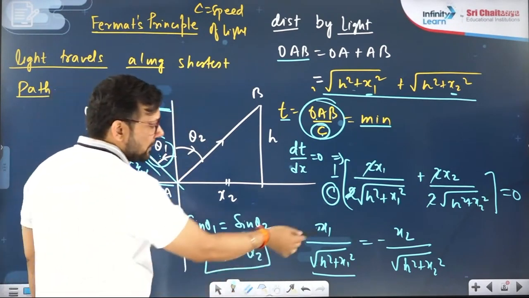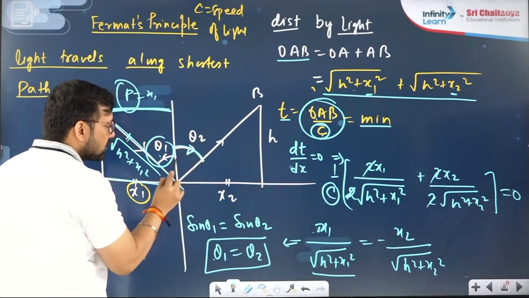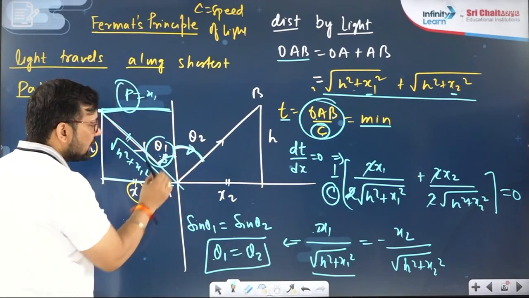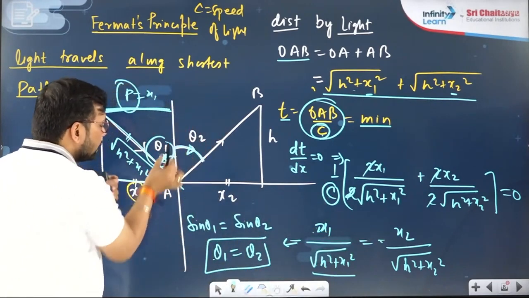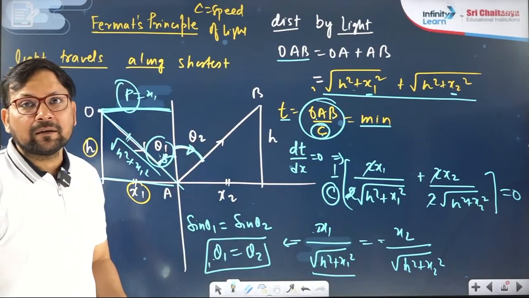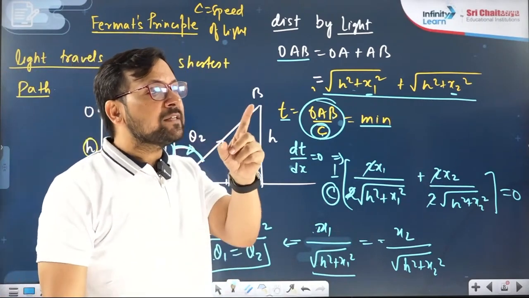You might question me about the minus. Minus is only saying the opposite sense of measurement. One is clockwise, one is anti-clockwise. Since they are opposite, that's why the minus sign is here. Otherwise, numerical value wise, angle I will be equal to angle R. That is Fermat's principle. That is a little maths.